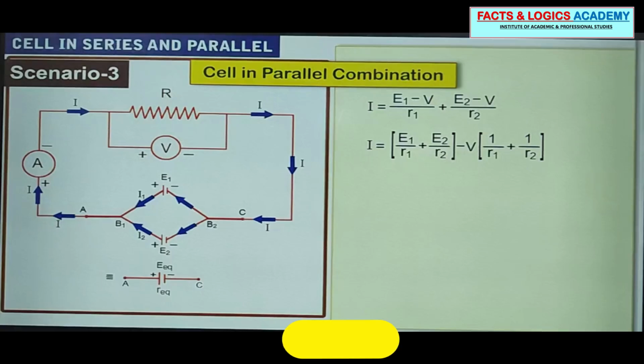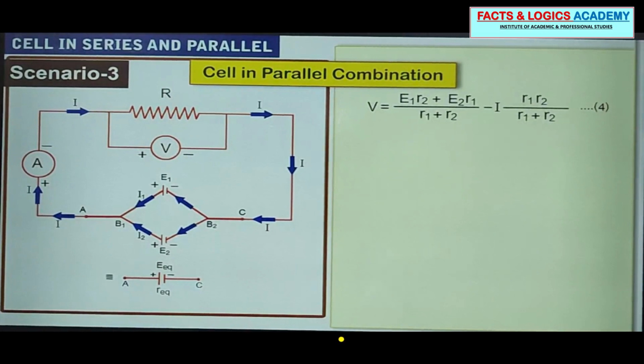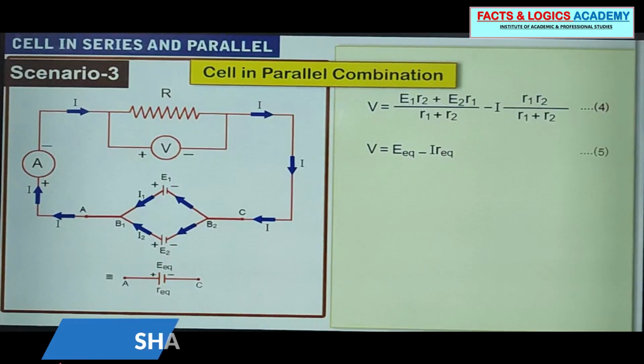On further rearranging the terms, we can write V is equal to E1 R2 plus E2 R1 divided by R1 plus R2 minus I into R1 R2 divided by R1 plus R2. Let us label this as equation 4. We can replace the combination of two cells with one cell of EMF EEQ and internal resistance REQ. We can now write V is equal to EEQ minus I into REQ. Let us label this as equation 5.